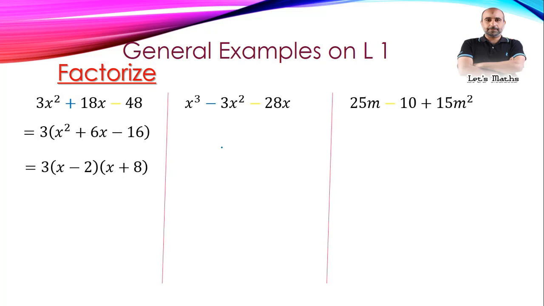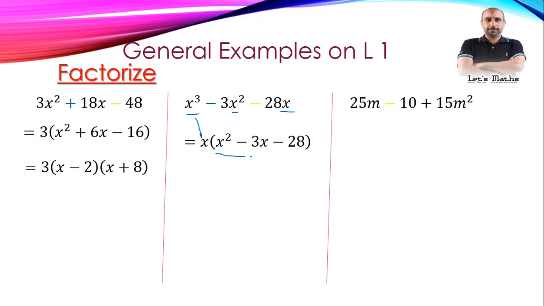Is there any common factor? Of course, there is a common factor, which is x, just x. Then we will take x as a common factor. x power 3 divided by x equal x power 2. 3 divided by 1, not written. 3 divided by 1 equal 3. x power 2 divided by x equal x, minus 28x divided by x equal 1, not written.